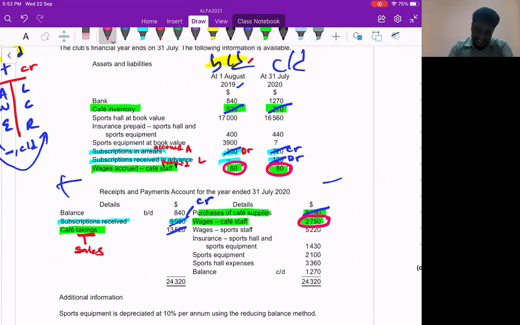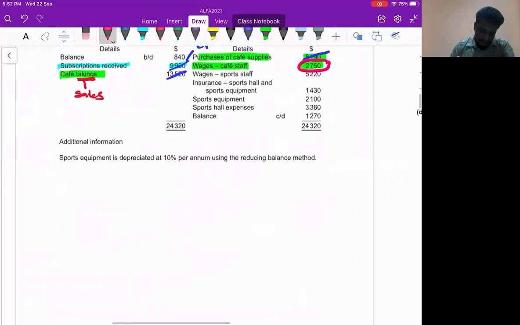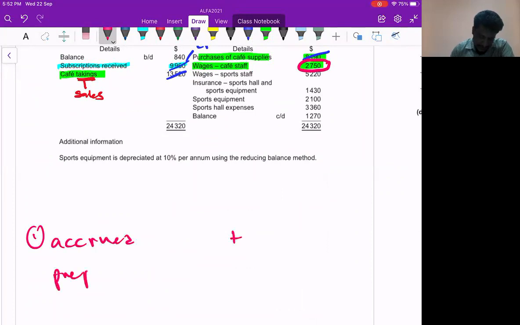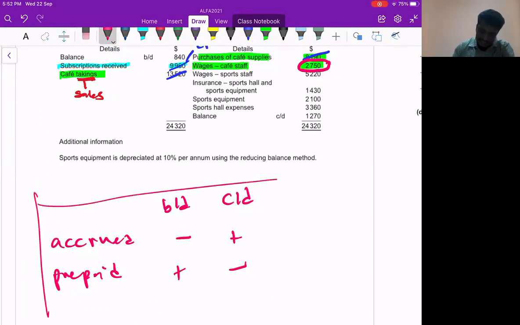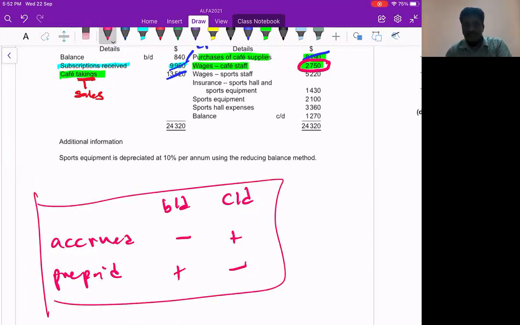Yes, we will do the adjustments. Do you remember accrued? We have accrued and prepaid. Do you remember the formula? Accrued, normally we plus. Prepaid, normally we minus. When I say normally, it stands for CD. When it comes to BD, the other way around. Accrued BD will be minus, prepaid BD will be plus. Please remember this. This will definitely come out in IGCSE.